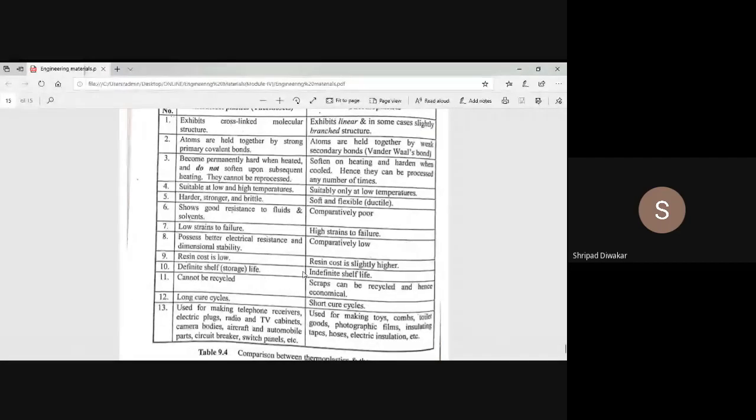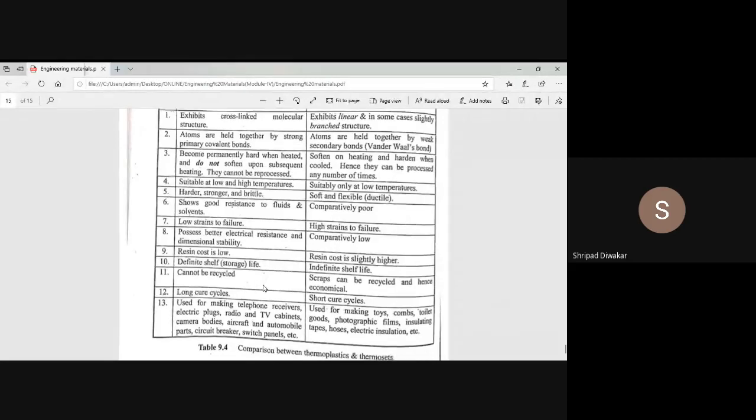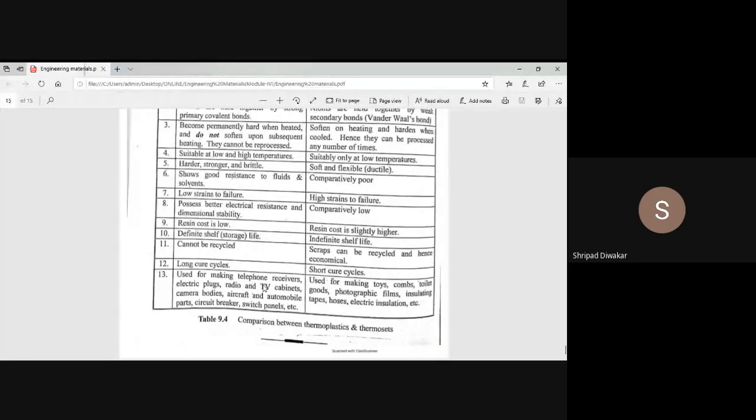Next, in terms of applications, thermoset plastics are mainly used for manufacturing telephone receivers, electric plugs, radio and TV cabinets, camera bodies, aircraft and automobile parts, circuit breakers, and switch panels, where hardness plays a very important role.